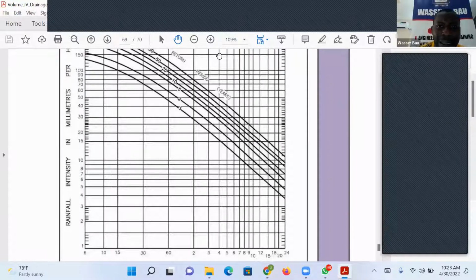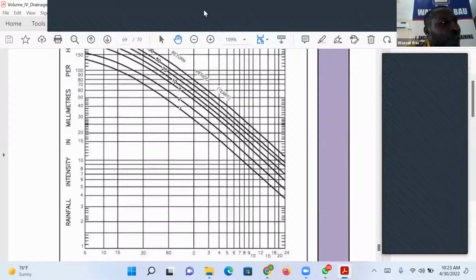So for today's class, we start by showing how to read the IDF, intensity, duration, frequency curve. You can call it the IDF, the rainfall data, or other precipitation data. There are many names you can call it. As I said, in the water sector, there are words you can use interchangeably. So for today, you use this IDF to design storm, which has to do with hydrology.